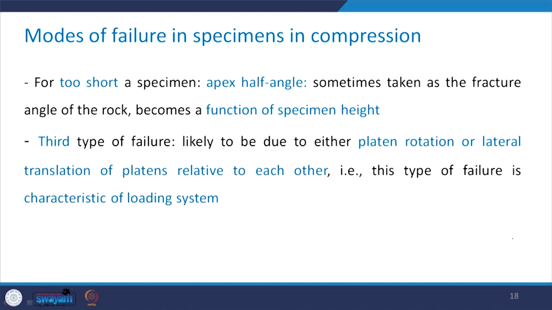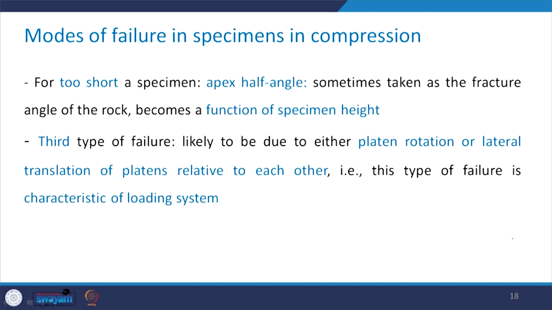That is another reason that in case we have too short a specimen, the state of stress is no more uniaxial, it is going to be triaxial. So, the strength is going to be much larger. The third type of failure will happen if either the loading platen has rotated in the process of the testing, or there is lateral translation of the platens relative to each other, and this type of failure will occur only because of the characteristic of the loading system, not because of any problem with the rock.